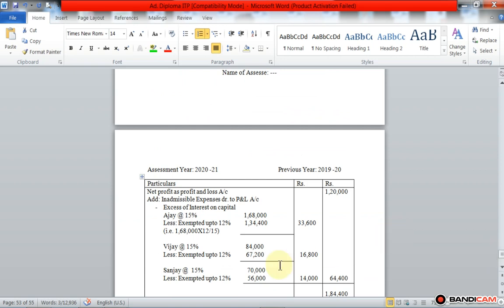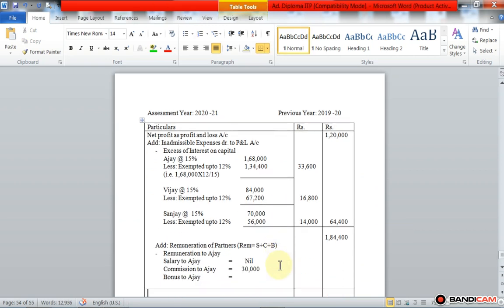So 2,000 is the bonus. Then make a total of all the three. The total is 32,000. Remuneration of rupees 32,000 is given to Ajay.